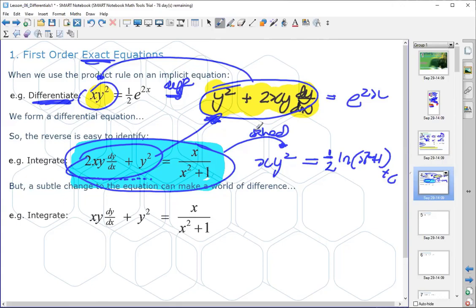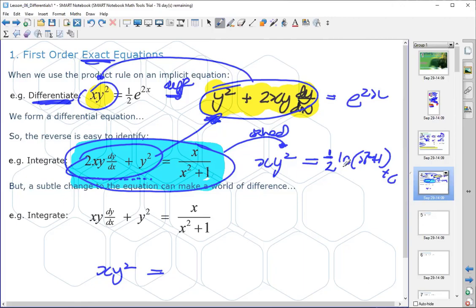Okay, what about this one here? It looks so similar to the last one. Can we do the same thing? Can we call it xy squared equals, and then integrate this side, which we know is going to give us half ln x squared plus 1? Can we do the same thing? Is it going to be the same?